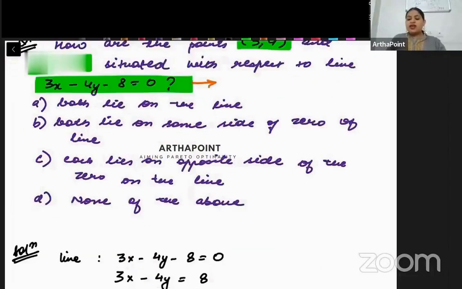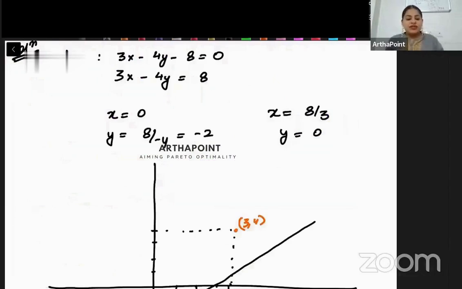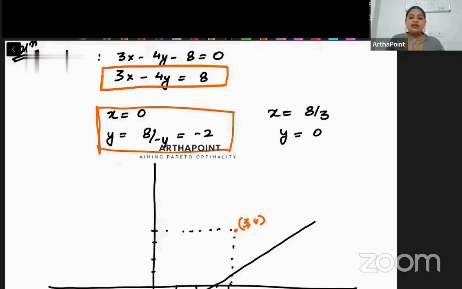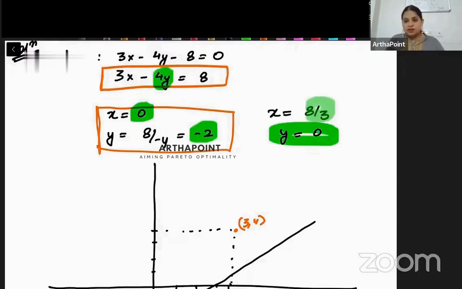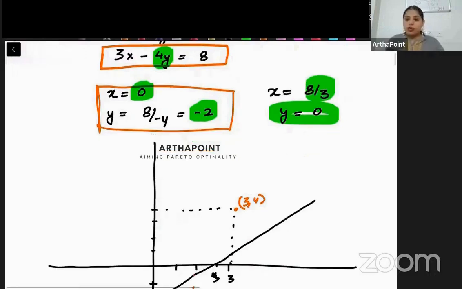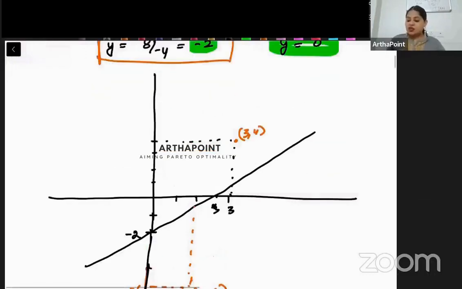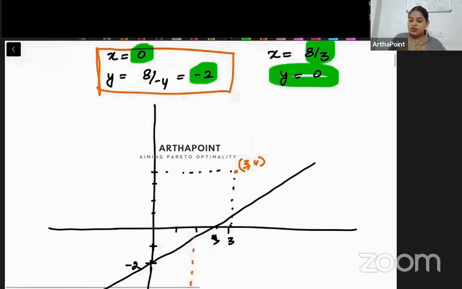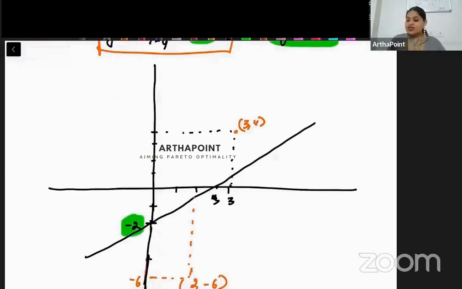So in order to plot this line, I have taken different points of it. When x is 0, if you put x as 0 in this line, you will get y as minus 2. And when y I have kept at 0, I will get x as 8 by 3. So I plotted these points. When I have x as 0, y is minus 2. That means this point. And when y is 0, x is 8 by 3. 8 by 3 means very close to 3, but not 3. So I just got this upward sloping line.